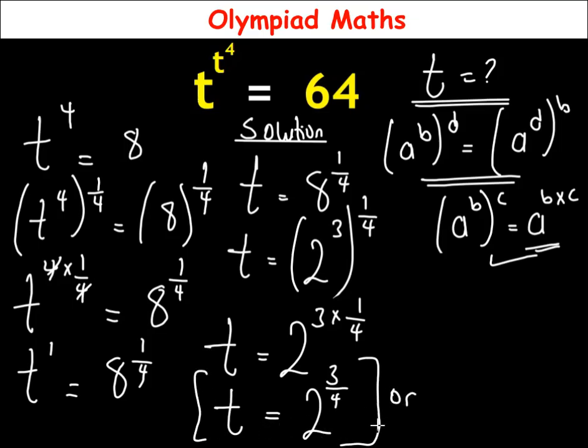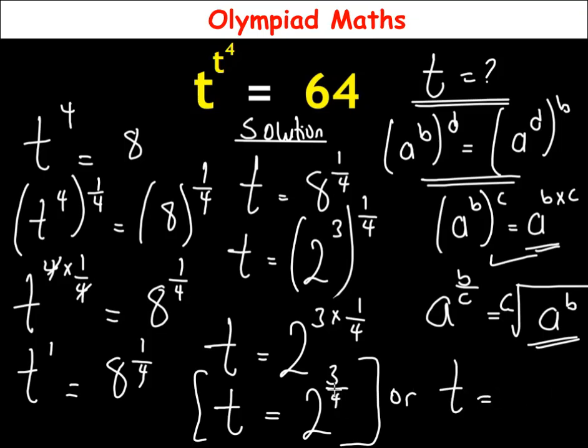Or this t right here can be written as, if you have a raised to power b over c, this equals, the power denominator becomes the root. So we have the c-th root of a, and then the numerator becomes the power. Applying this rule, t equals, you have 4 as the denominator, it becomes root 4, then 2 to the power of 3. So this can also be written as the answer for t.